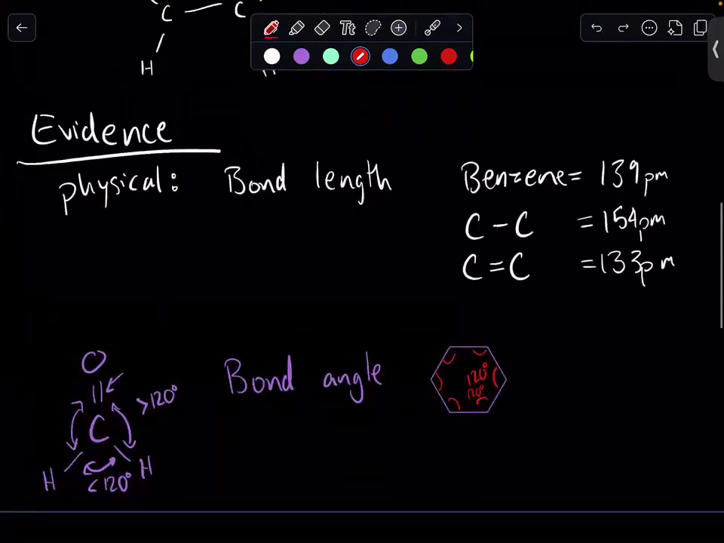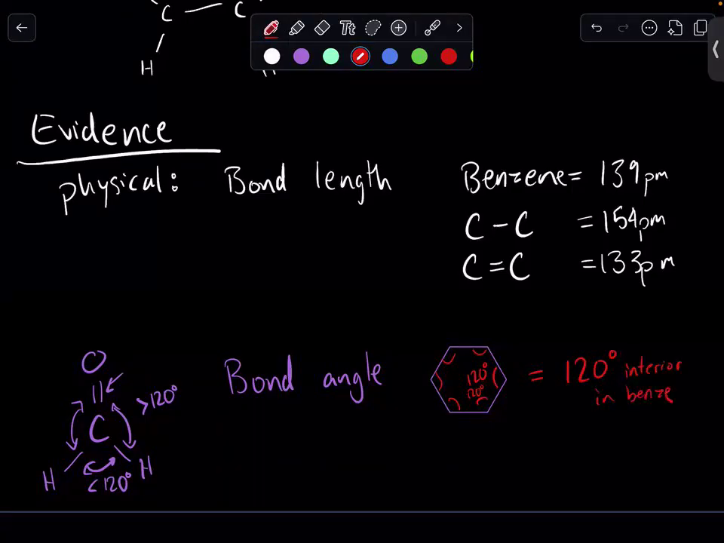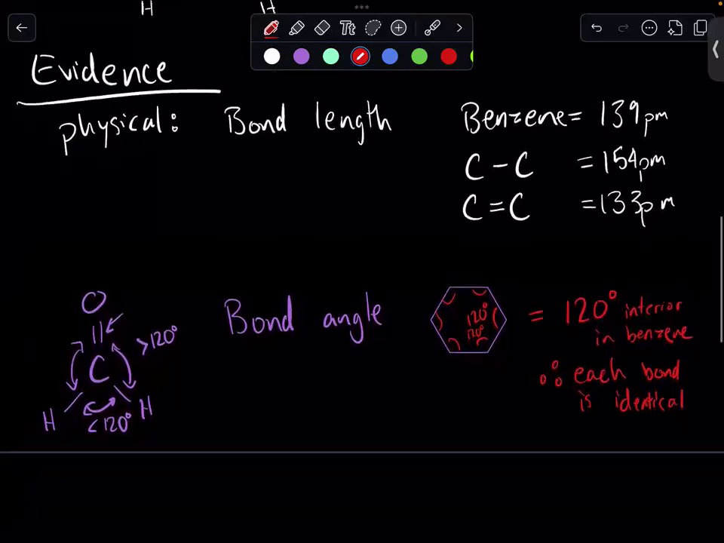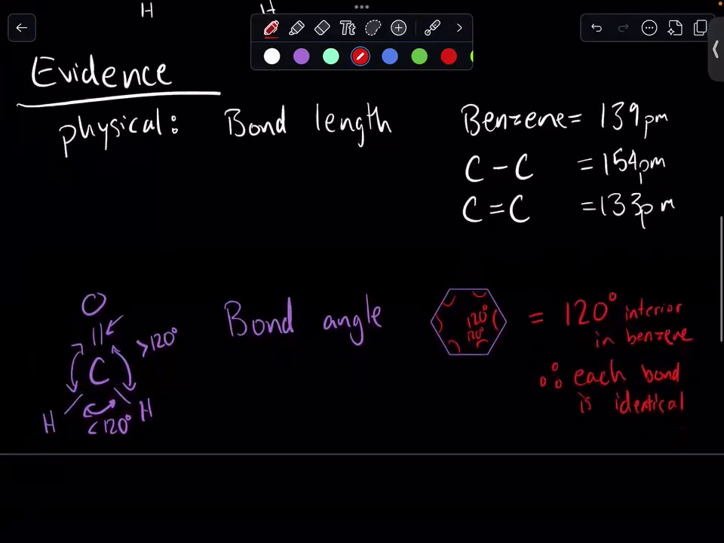And if we look at our benzene structure up here, we would note that this would probably push further, making some angles a little wonky, and these would not be perfectly even. However, in benzene, the interior bond angles are 120 degrees. What that tells us is that each bond is identical, meaning that it cannot be double bonds and single bonds. So there's our physical evidence for the resonance hybrid structure of benzene.